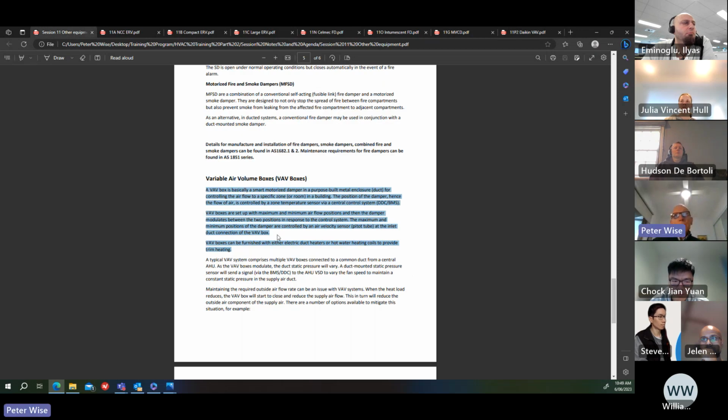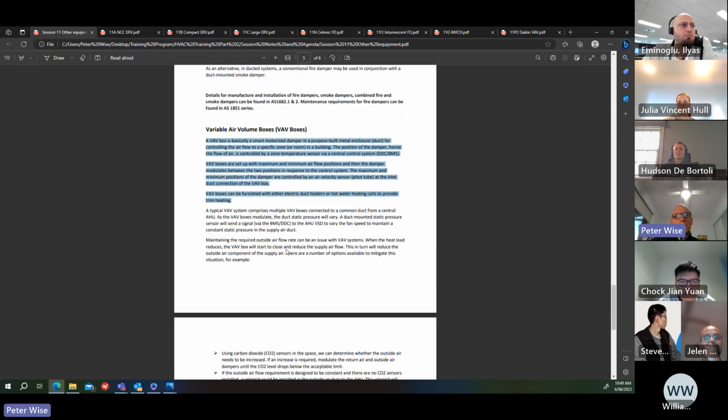VAV boxes are set up with maximum and minimum airflow positions, and then the motorised damper modulates between the two positions in response to the controls. Maximum and minimum positions of the damper are controlled by an air velocity sensor, which is basically a pitot tube at the inlet duct connection of the VAV box. They can be furnished with either electric duct heaters or hot water heating coils to provide trim heating. There's lots and lots of different types of these.